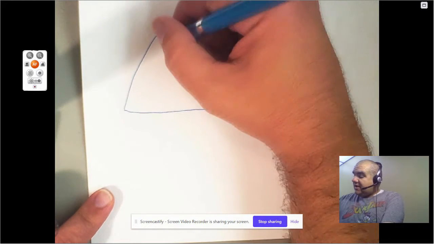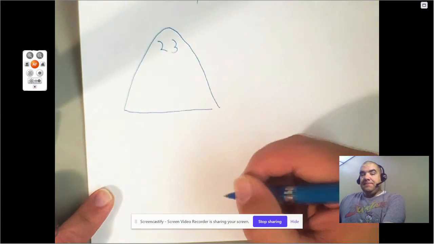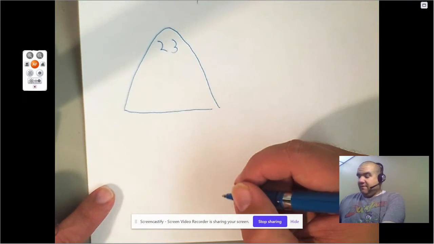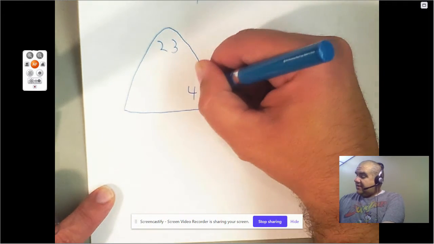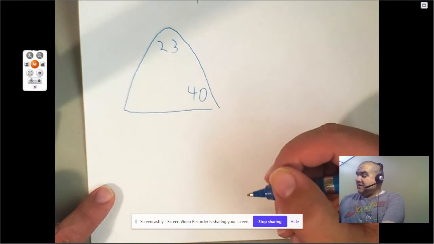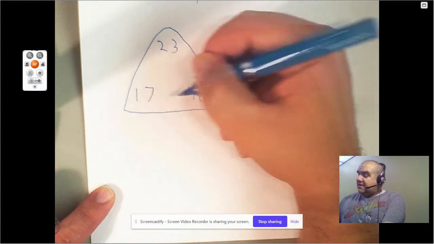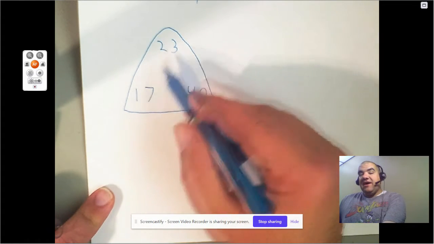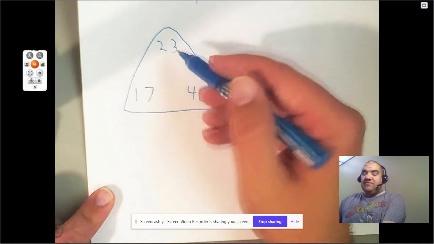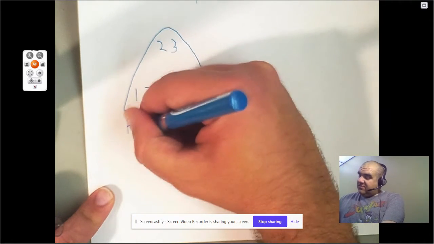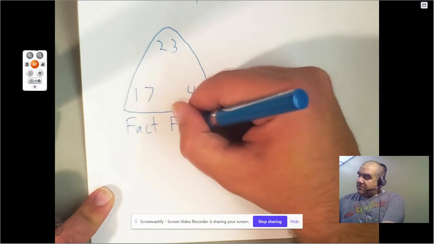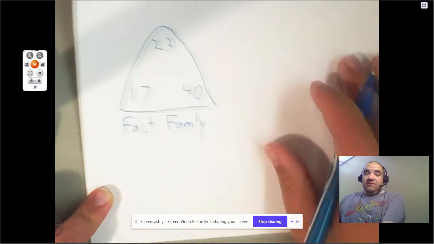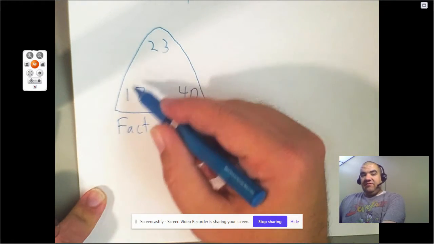So let's try 23, 40, and 17. Now, notice that you don't have to have the big number on the top. This triangle is just a reminder that this is a fact family because these three numbers have to do with each other. 23 plus 17 equals 40.